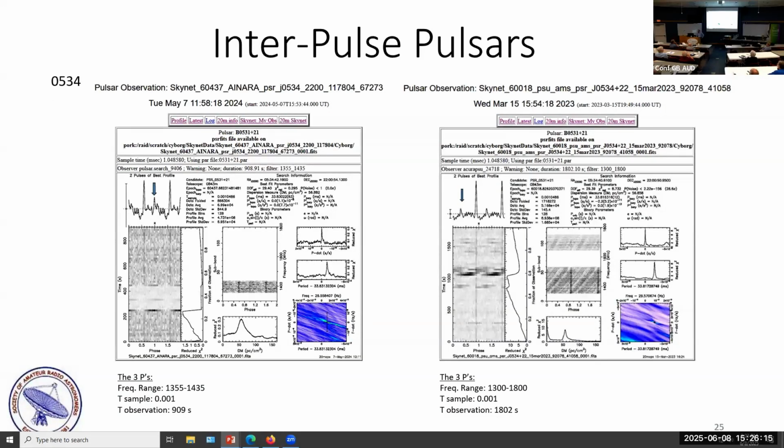In this case, I pointed out the interpulse. You look at the middle. The one on the right of these two looks better. Again, the one on the right has the better frequency range, so there's more data. And although these two samples have the same integration time, the one on the right also has a better observation time. So the one on the right is the better one.